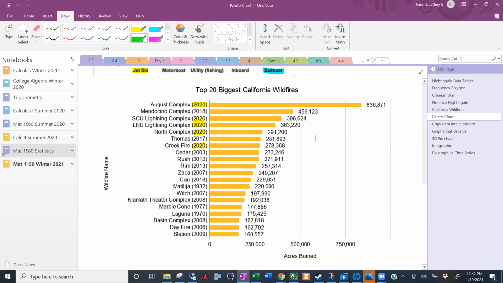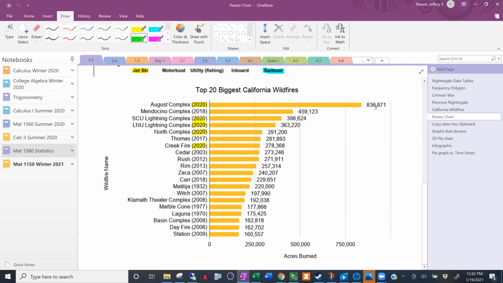So this is a Pareto chart, although it's done sideways, different than the one up above, but this is a Pareto chart for the 20 biggest California wildfires. And what's nice is that not only is it in order, but these give you an idea of the magnitude. If you look at the top 7 of these fires, 5 out of those 7 were in 2020. Wow. I'm so glad that 2020 is behind us.